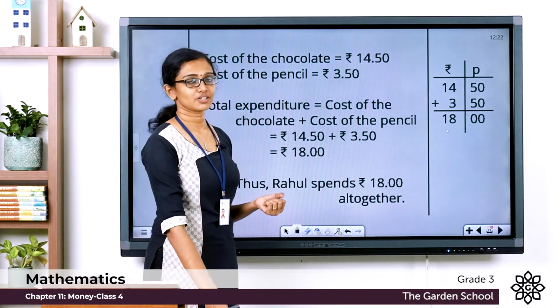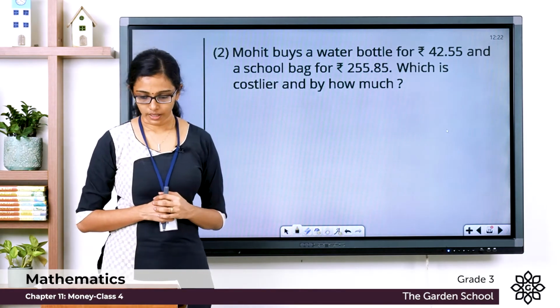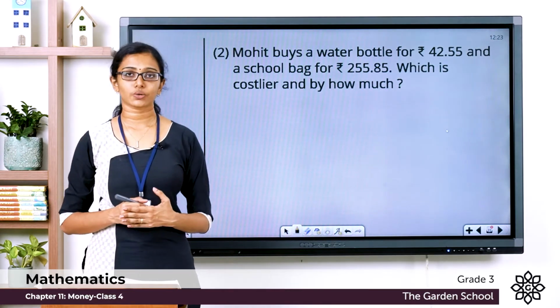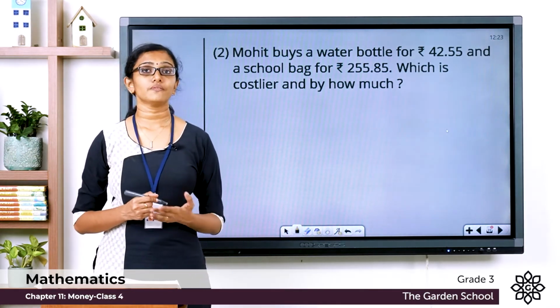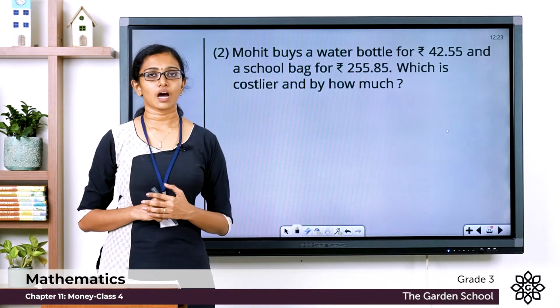So hope this is clear to you. Now the second one. Mohit buys a water bottle for 42 rupee 55 paise and a school bag for 255 rupee 85 paise. Which is costlier and by how much?